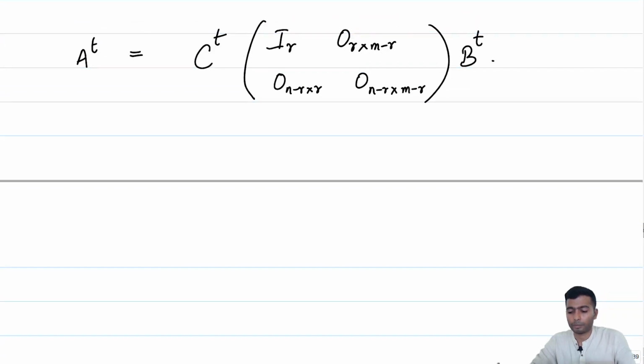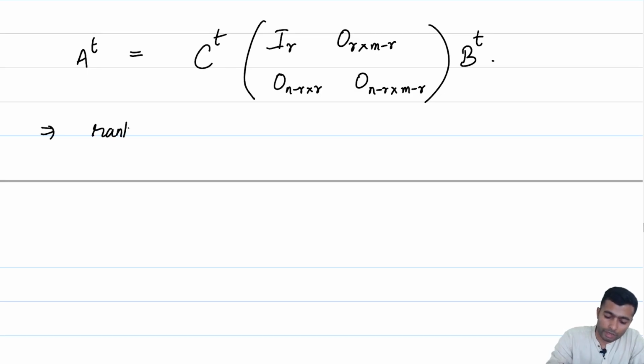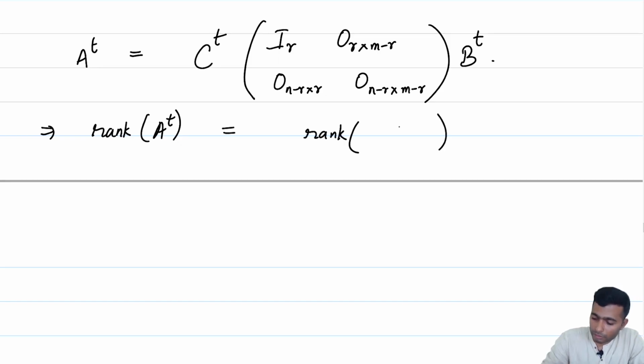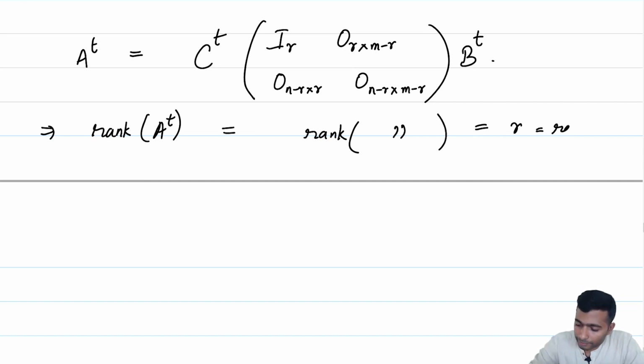But then if B and C are invertible, so are B transpose and C transpose, and if you multiply by invertible matrices, the rank will not change. So, the rank of A transpose is equal to the rank of this particular matrix. Let me just put it like this, I do not want to write it down entirely, but that is precisely equal to R, which is the number of non-zero rows, which is equal to the rank of A.